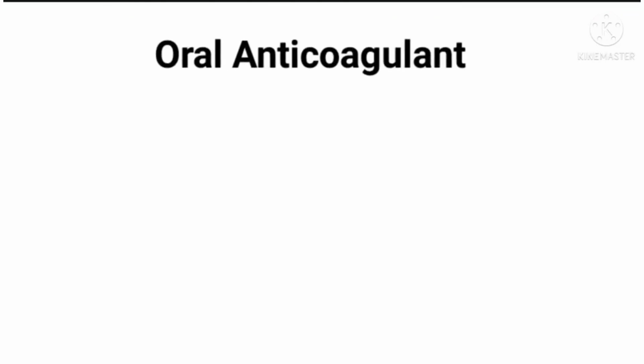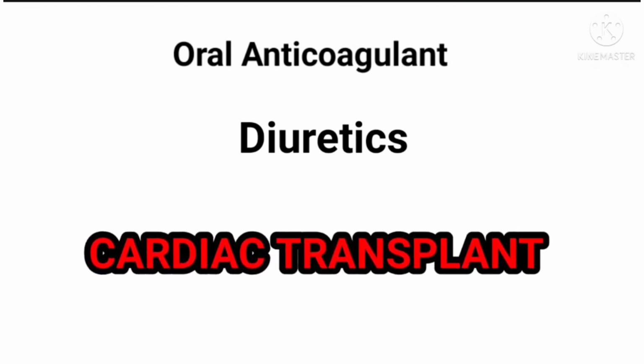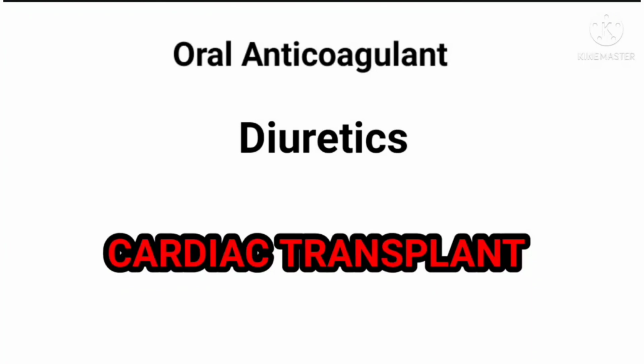A restrictive cardiomyopathy patient is always on the verge of developing thrombosis. So the first treatment will be anticoagulant therapy. And sometimes this patient becomes symptomatic. In that case, we can prescribe diuretics. But if this restrictive cardiomyopathy becomes severe, then we can suggest the patient for cardiac transplant.